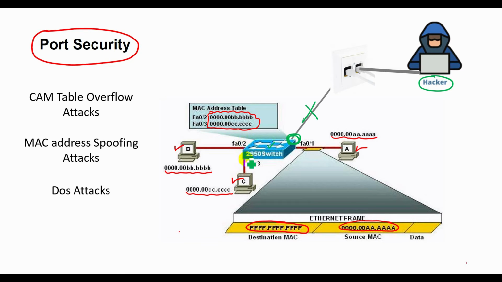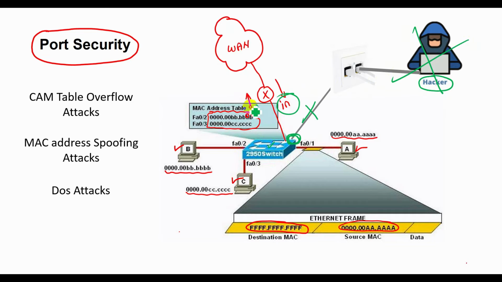As a result, the purpose of port security is to limit the potential for unauthorized access to the network and protect the network from malicious attacks. It also controls the flow of data in and out of the network.